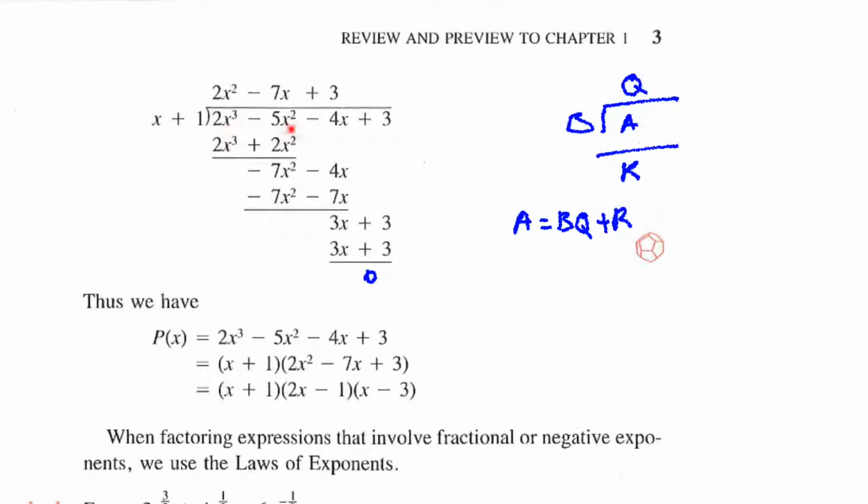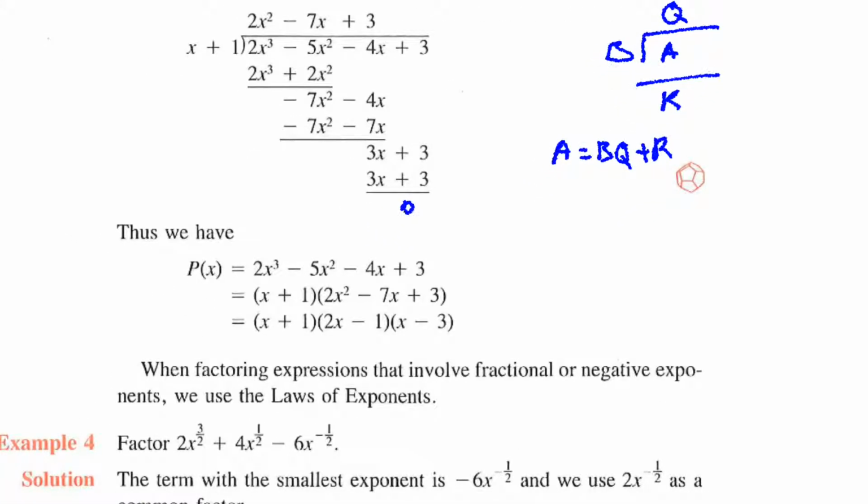We divide 2x³ - 5x² - 4x + 3 by x + 1. The remainder is 0, and the quotient is 2x² - 7x + 3. Therefore, p(x) is the multiplication of (x + 1)(2x² - 7x + 3).